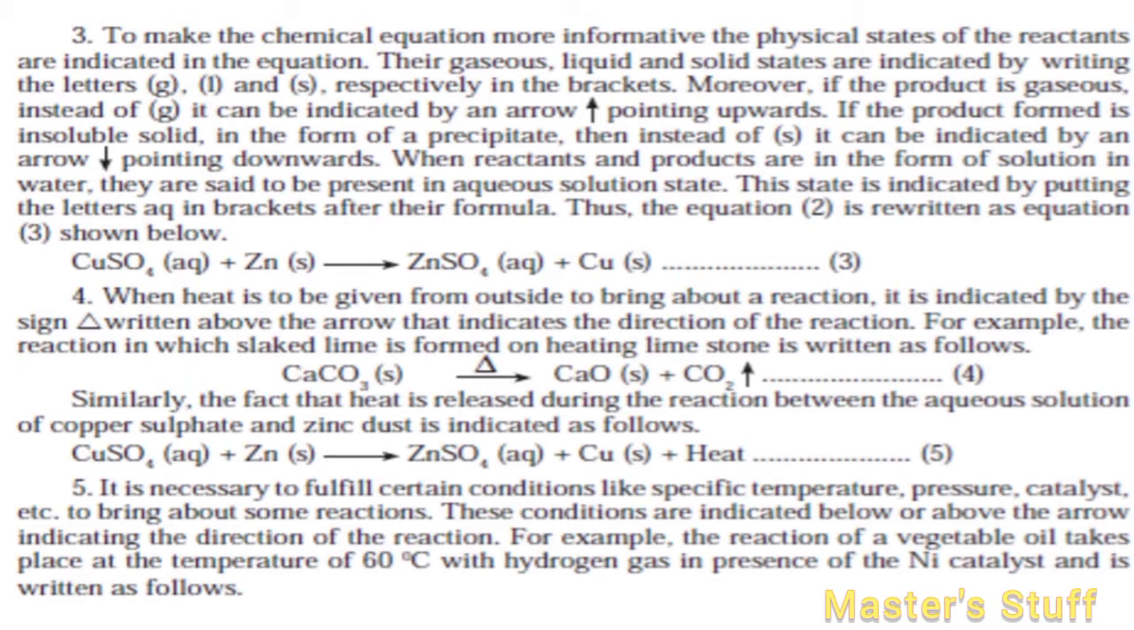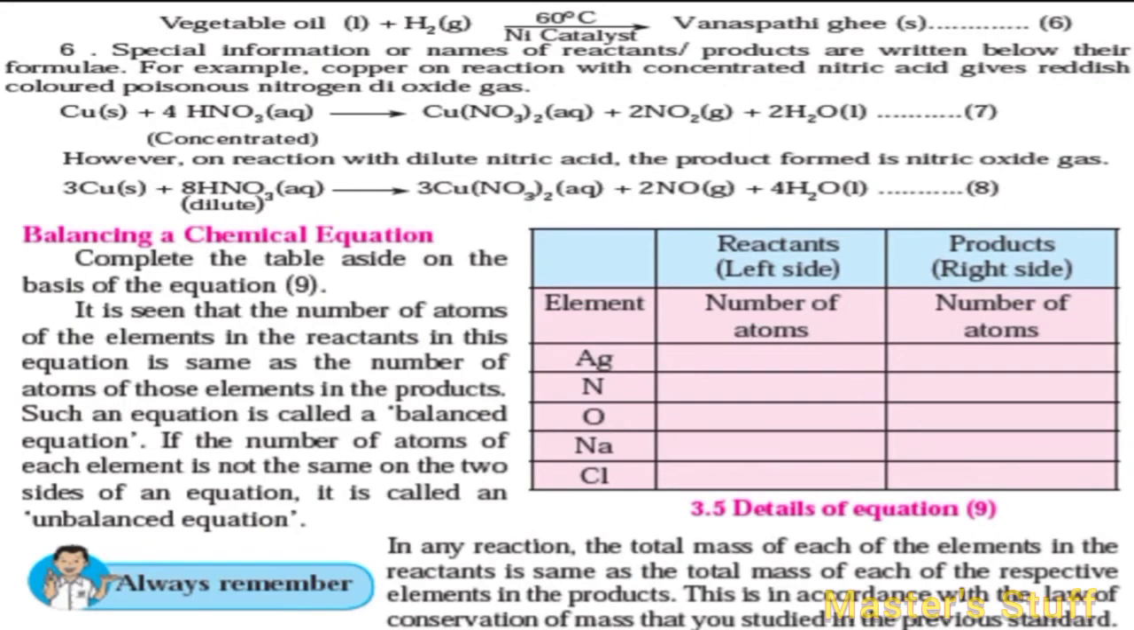For example, the reaction of vegetable oil takes place at a temperature of about 60 degrees Celsius with hydrogen gas in the presence of nickel, which acts as the catalyst. It is written as vegetable oil (L) plus H2 (G), with 60 degrees Celsius above the arrow and nickel catalyst below, gives Vanaspati ghee (S).